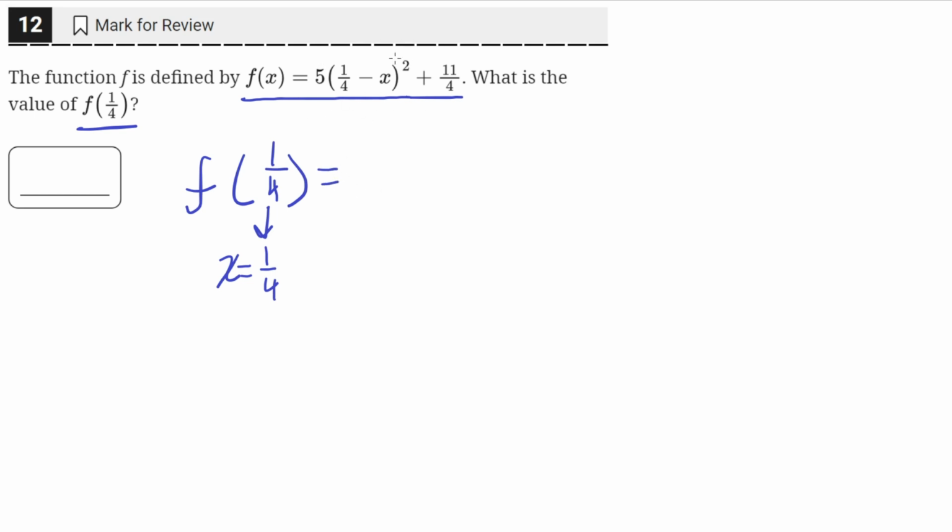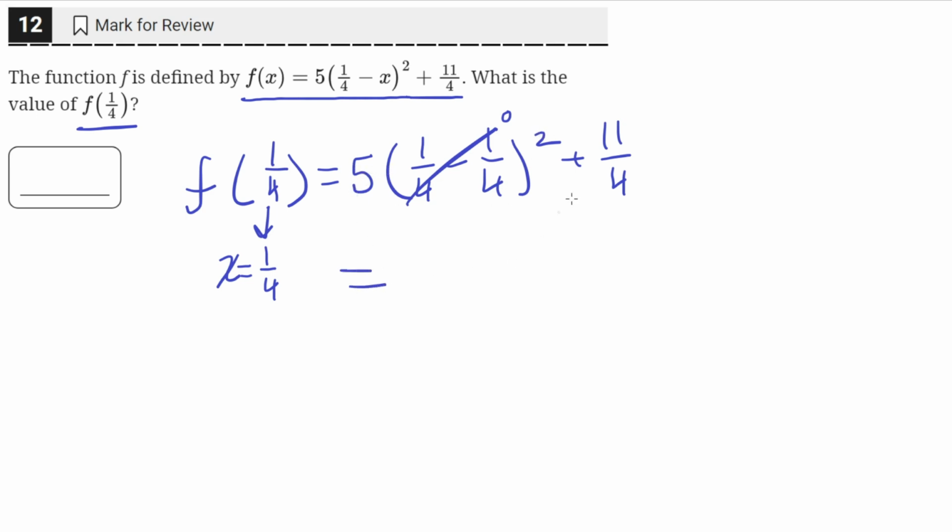So we just need to plug in 1/4 into here. So we have 5 times (1/4 minus 1/4) squared plus 11 over 4. What's inside the parentheses we have to do first. So 1/4 minus 1/4 is just equal to 0. 0 squared is 0, and 0 times 5 is also 0. So all we're going to be left with is 11 over 4.